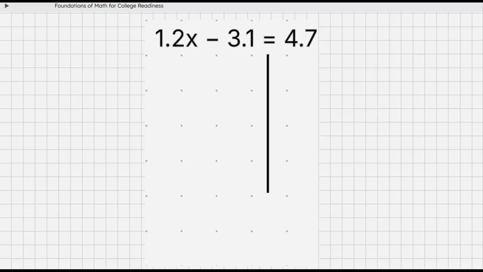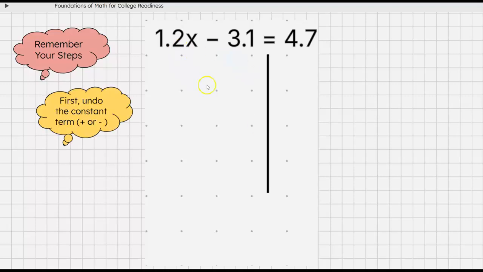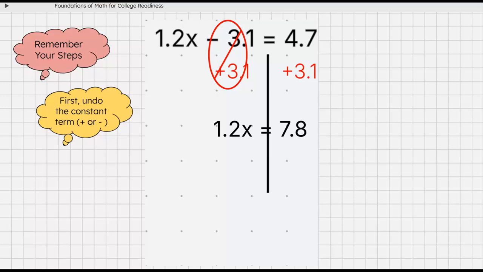Ooh, all decimals. But we're not going to let that scare us. We're going to remember our steps. The first step is to undo the constant term. So the constant term on the same side of the variable is a negative 3.1. So we need to undo that negative by adding 3.1 to both sides. When we add 3.1 to both sides, we end up with 1.2x equals 7.8.